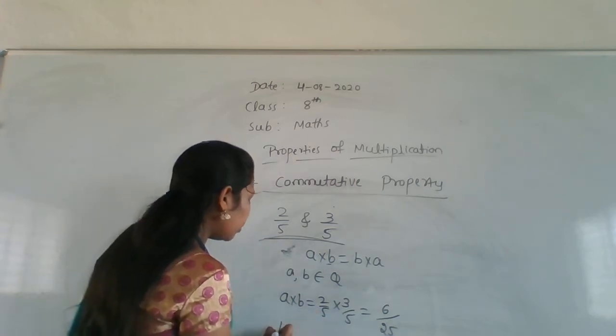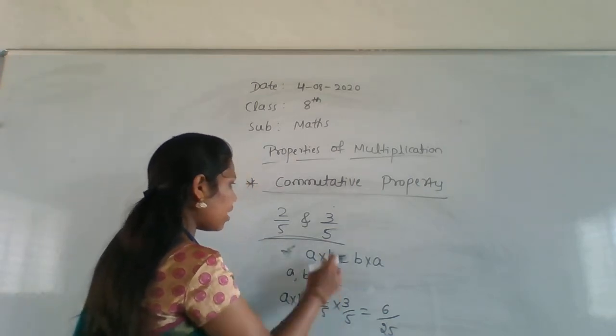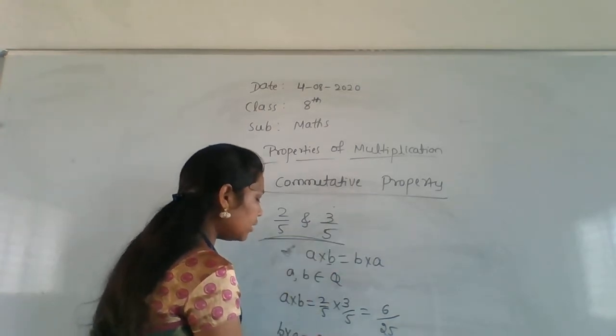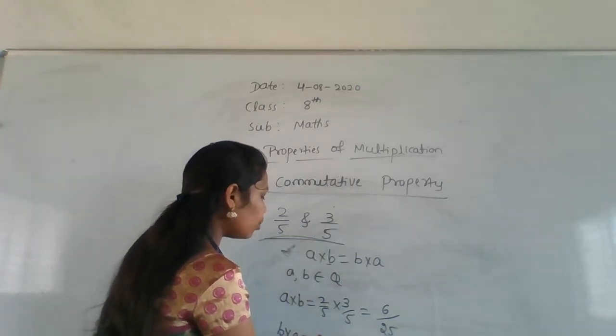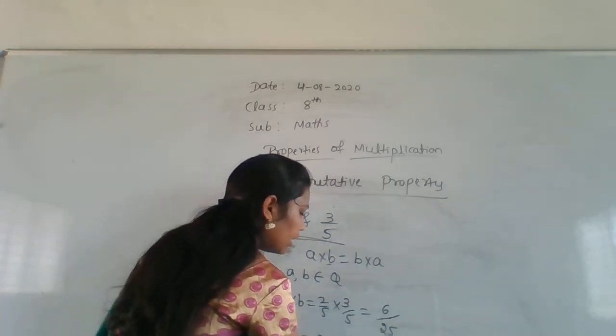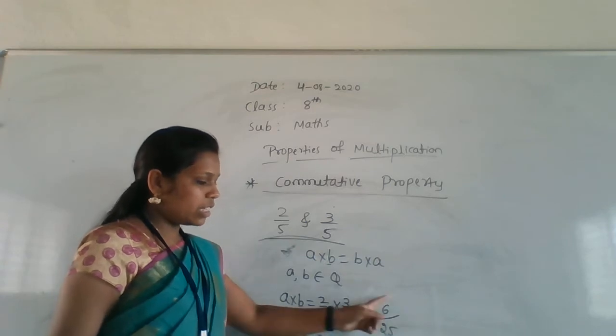Now we will do the B into A. B into A is nothing but first we have to write the B value. B value is nothing but what here? 3 by 5 and A is 2 by 5. Again 3 2s are 6 and 5 5s are 25. So 6 by 25.